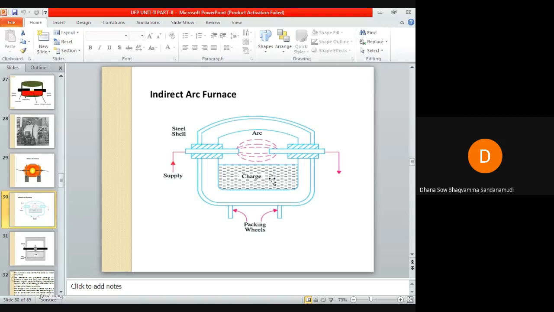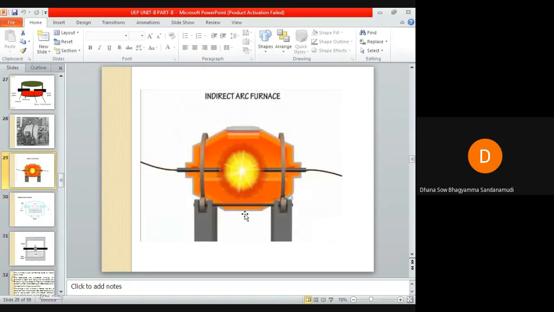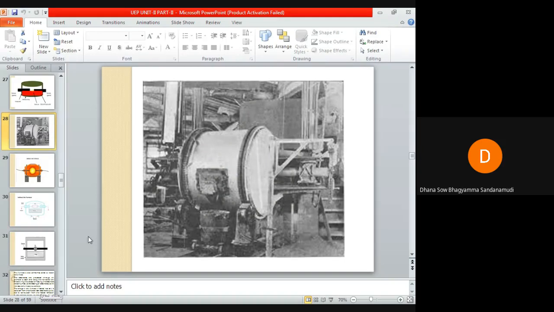This furnace will usually be approximately cylindrical in shape, as you can see here. And the arc will not come in contact with the charge in this furnace. So the automatic stirring action which is present in the direct arc furnace is absent.